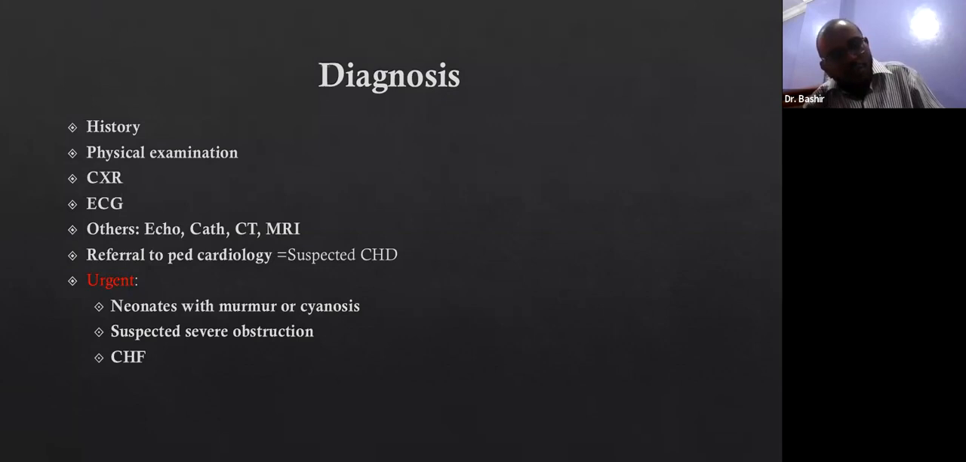Dr. Hussein, inshallah, will talk to you about screening for cyanotic congenital heart disease. And you have to listen for any murmur. After that, you have to do a chest X-ray and ECG, and after that you can send to a cardiologist for echo, cath, CT, and MRI, and refer to pediatric cardiology if you suspect any congenital heart disease. Sometimes this referral should be urgent, especially in a neonate with murmur or cyanosis, or suspected severe obstruction, or a patient in heart failure.